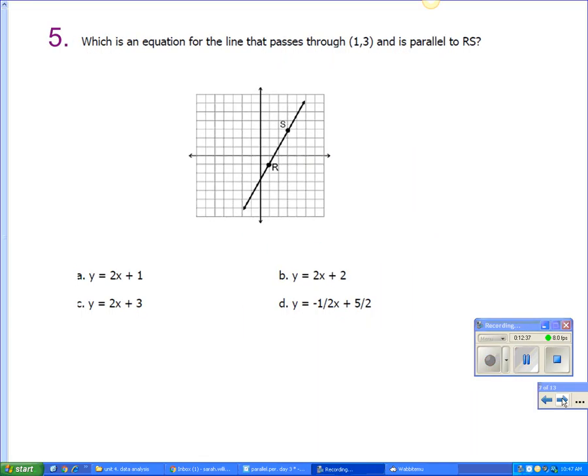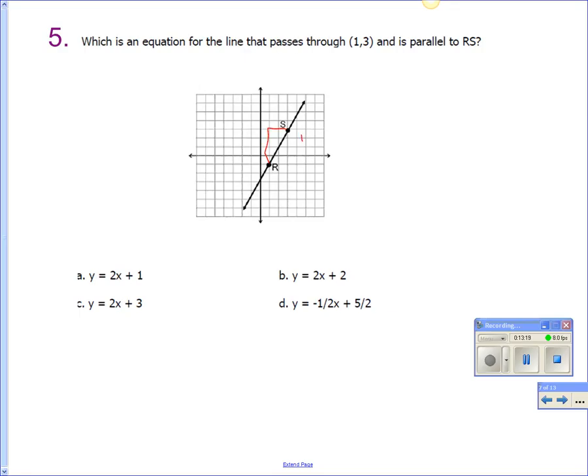The next one, number 5, which is an equation that passes through 1, 3 and is parallel to RS. All right, guys, so these problems today, there's lots of things going on. You can't do the same steps every time. You have to think about what would be helpful to do, okay? So Sarah, what would be something helpful to do on this one? Anything that would be helpful. Okay, of this. Okay, how do I find the slope of this? What do I do?